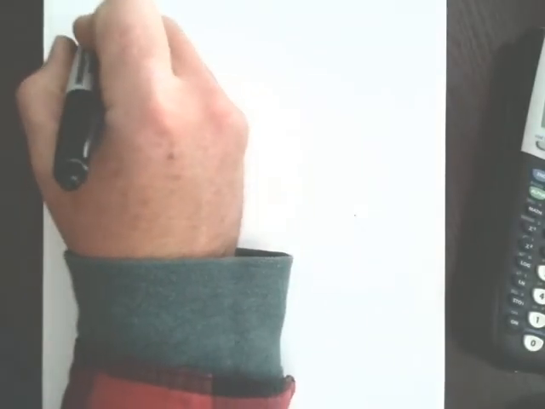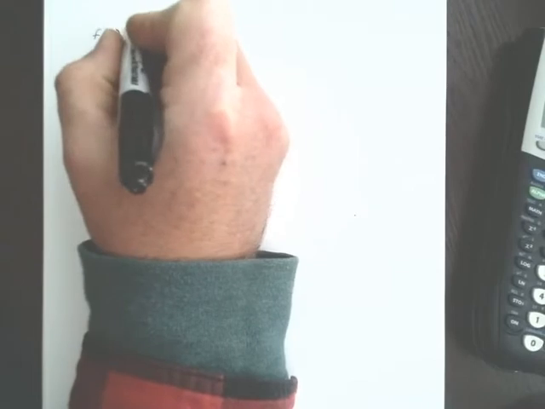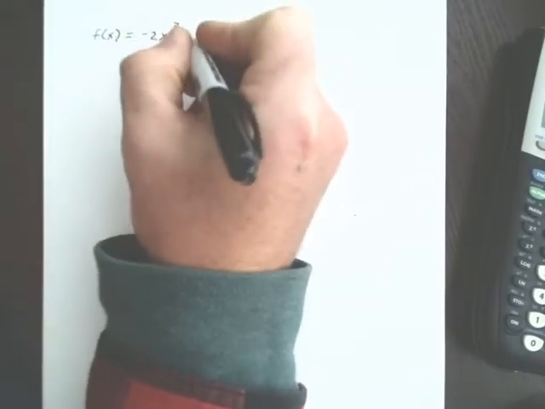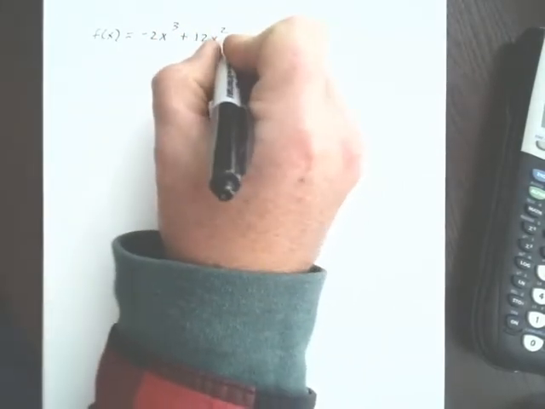Okay, let's do a couple more general functions, f of x, sort of general functions, not economic applications. Let's start out with f of x equals negative 2x cubed plus 12x squared minus 30.